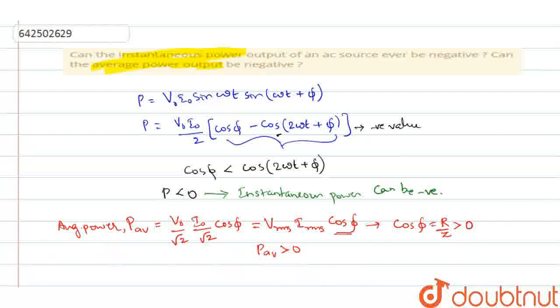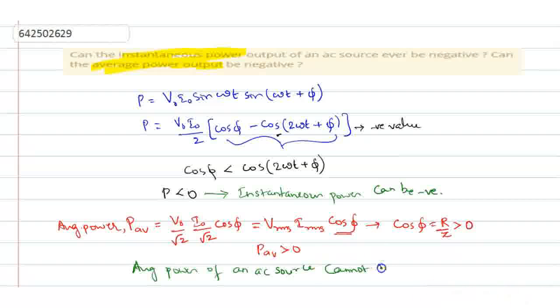So when P average is greater than 0, here also you can infer that the average power of an AC source cannot be negative because it is greater than 0.